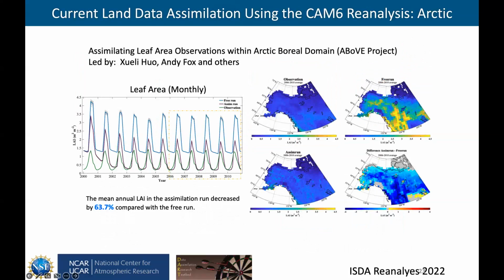And this is work by Shuli Ho, uses a spatial subset of the reanalysis atmospheric forcing in a regional community land model. You can see from the observations and free run that CLM grows way too many leaves in the high latitudes. Assimilating leaf area index brings the CLM model states into better agreement with the observations.